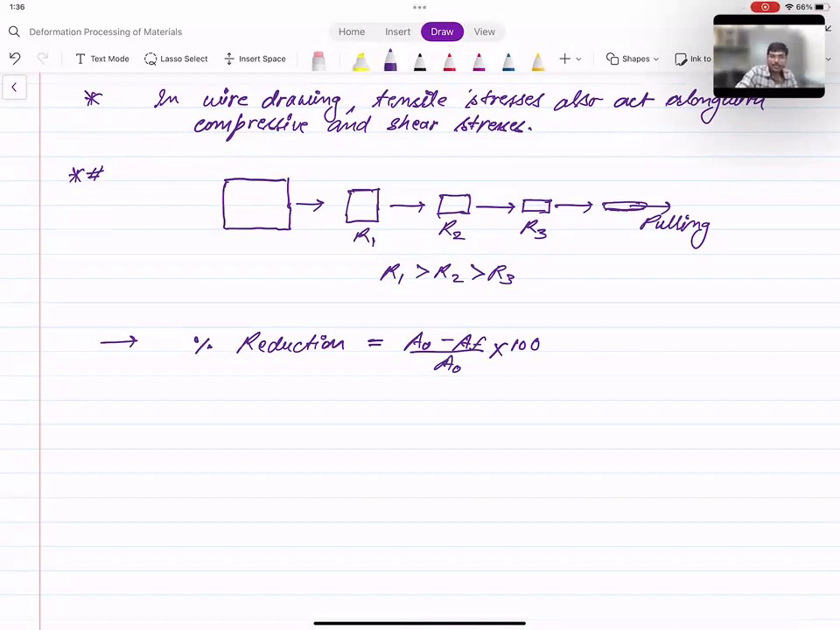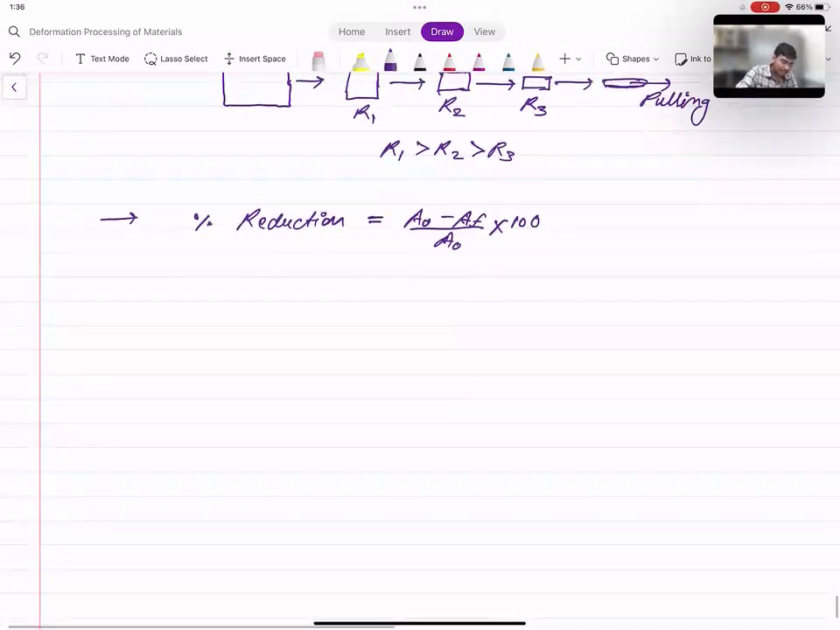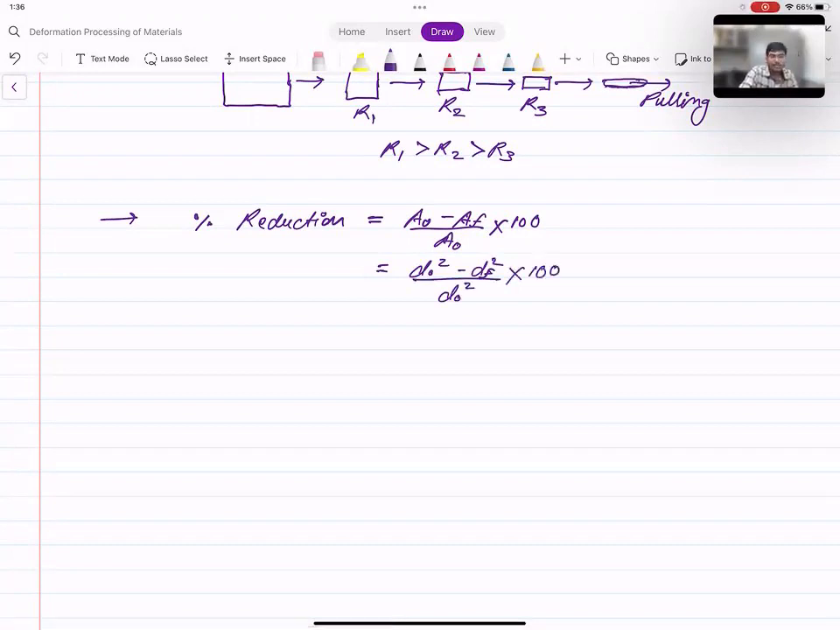Since we are considering a circular section, in terms of diameter we can write this as initial diameter squared minus final diameter squared over initial diameter squared, into 100. We have derived this frequently: pi by 4 d naught squared minus pi by 4 d f squared, over pi by 4 d naught squared. So pi by 4 gets cancelled out from the numerator and denominator. This is the percentage reduction.